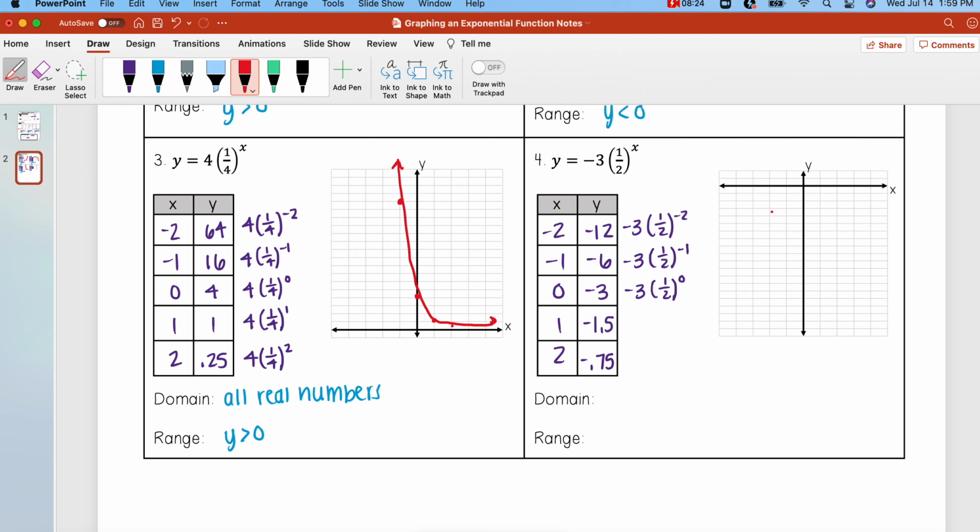Graphing that, -2, -12. So 1, 2, 3, 4, 12. Then -1, -6, 0, -3. And so my graph looks like this. My domain is going to be all real numbers, and here I have everything less than 0.